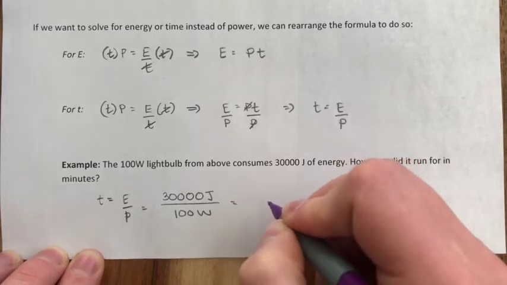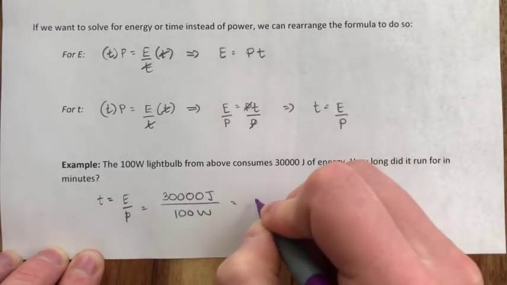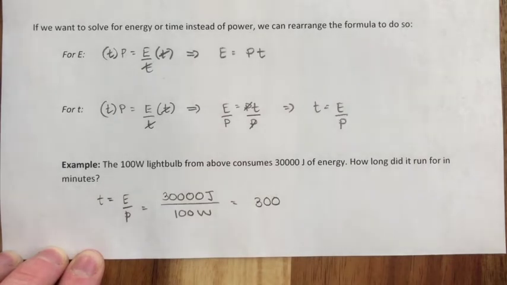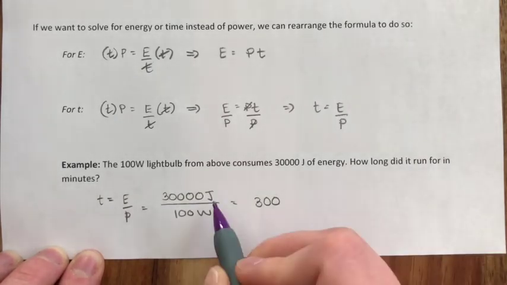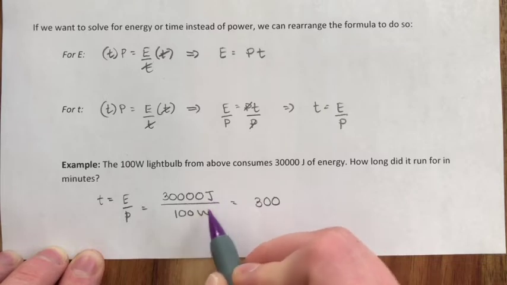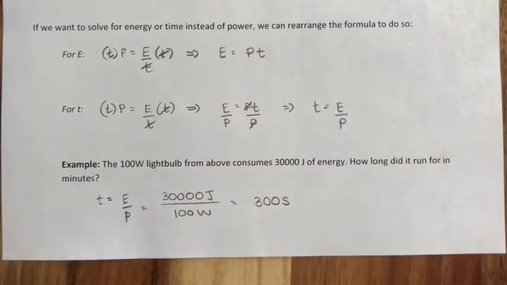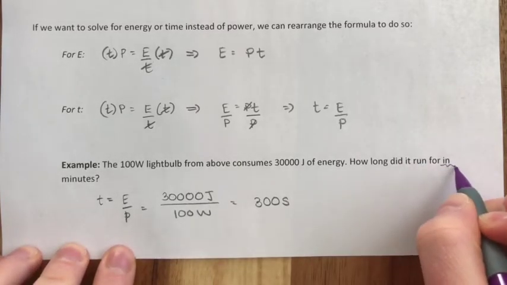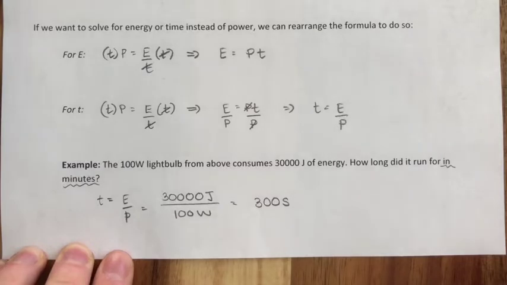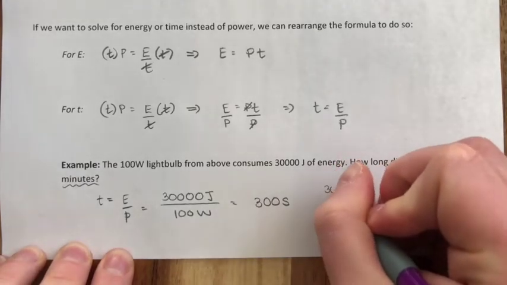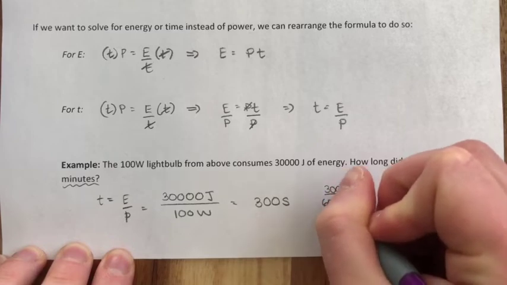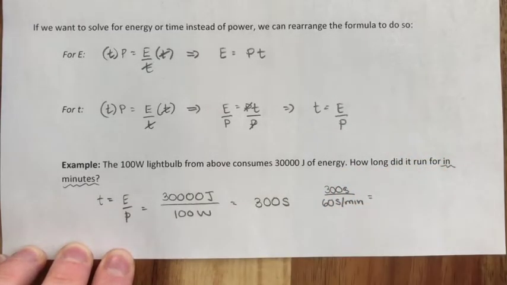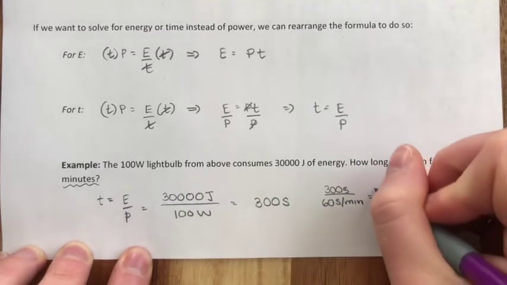So we have 30,000 divided by 100 is 300, okay? And then this is joules divided by watts. We know that watts is joules per second, so the joules are going to cancel, and we're just going to be left with seconds there, right? We're looking for a time. Because the question asked for how long it ran in minutes, we need to convert this to minutes. So 300 seconds divided by, we know there's 60 seconds in a minute, is going to give us the number of minutes that this thing ran for. So 300 divided by 60 is 5 minutes.